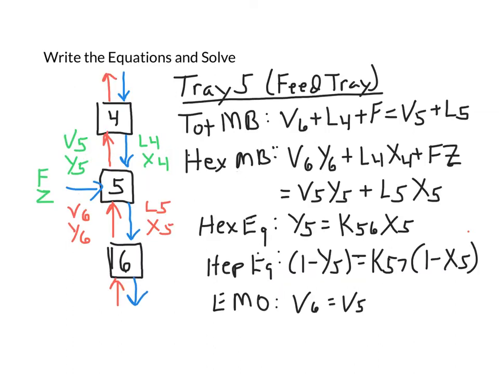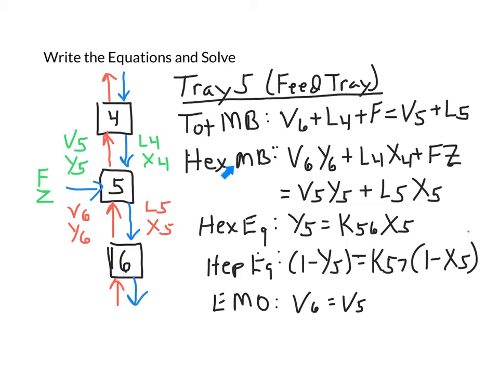So now we get down to tray 5, which is the feed tray. And the difference here is we have the feed stream going into this tray. So there's an extra stream. We have vapor leaving and liquid leaving. And we also have vapor coming in from the tray below, and we have liquid coming in from the tray above. So the total mole balance is the streams coming in, V6 plus L4, but also plus F, and then minus the streams leaving, V5 and L5.